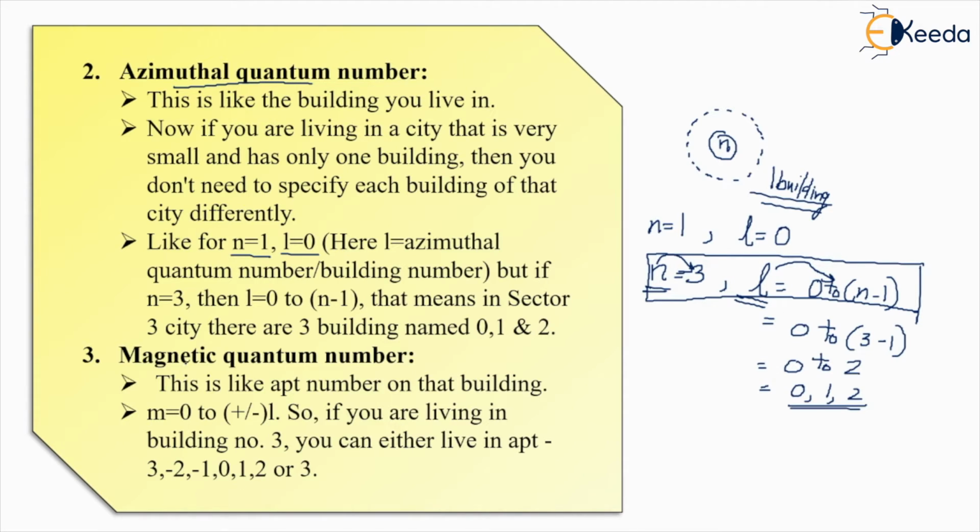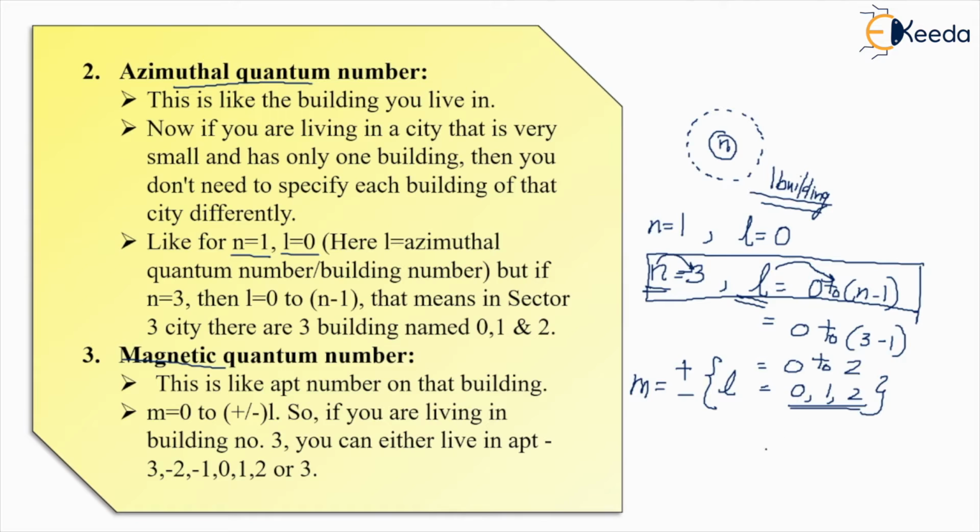And finally, we have the magnetic quantum number. This is like the apartment number of the building. So m is 0 to plus or minus l. So if you are living in building number 3, you can have minus 3, minus 2, minus 1, 0, 1, 2, 3. That means if this is your l, you will have to take the positive and the negative versions of l to get the values of m.